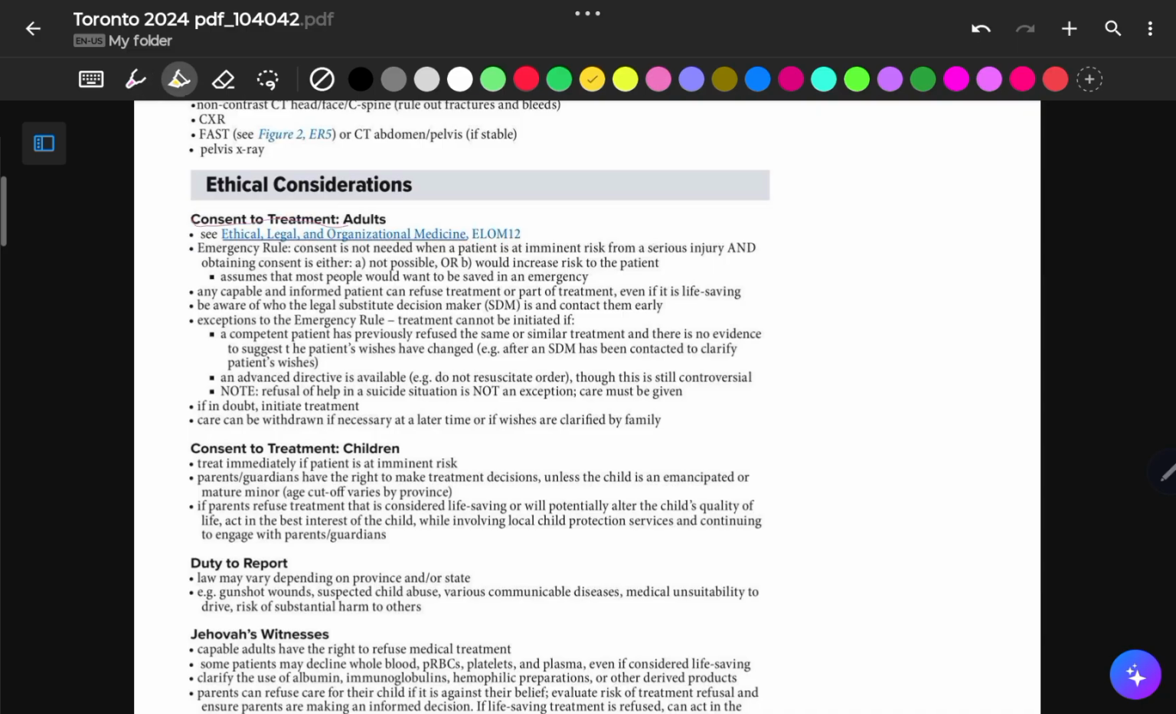So what is the emergency rule? Consent is not needed when a patient is at imminent risk from a serious injury, and obtaining consent is either not possible or would increase the risk to the patient. So you always want to assume that most people will want to be safe in an emergency.